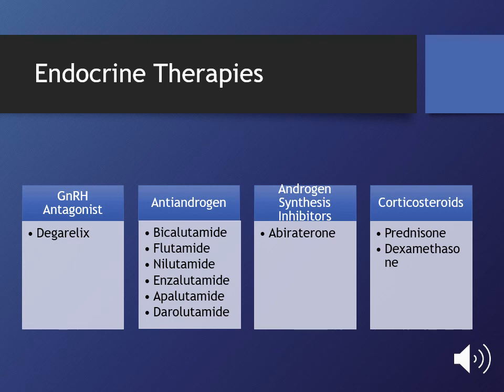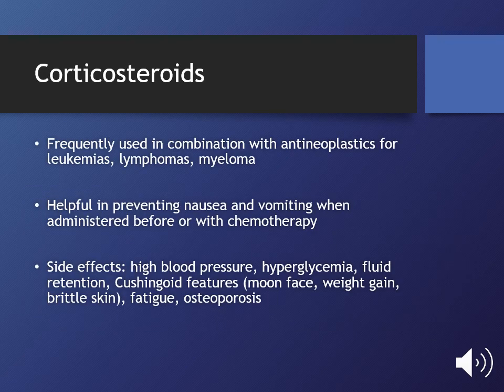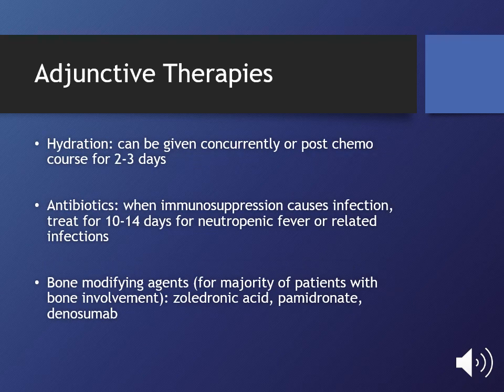And then the last category of our endocrine therapies are the corticosteroids. Steroids are used in combination with antineoplastic therapy for the management of leukemias, lymphomas, and myeloma. They are also helpful in preventing nausea and vomiting when administered before or with chemotherapy. And the side effects include high blood pressure, hyperglycemia, fatigue, and if used for a while, we can actually see osteoporosis develop.